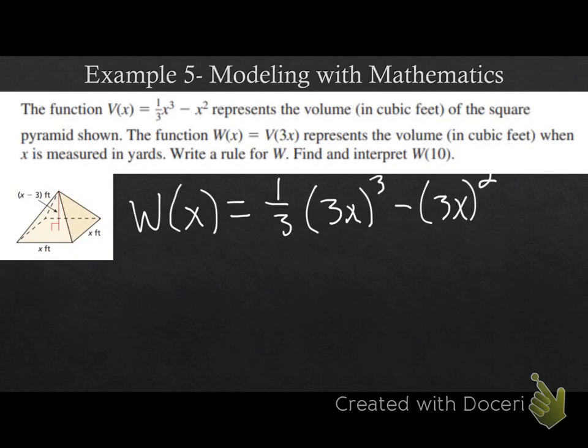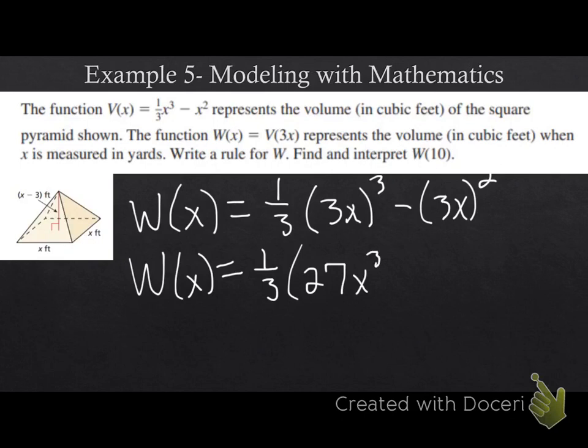w of x equals v of 3x. So I'm just plugging 3x in for x. Okay? So I've got to do my exponents first. So I've got to do 3x to the third power. That's 3x times 3x times 3x. First off, what's 3 times 3 times 3? 27. And then x times x times x. x to the third. Minus 3x times 3x. What's 3 times 3? 9. x times x. x squared.